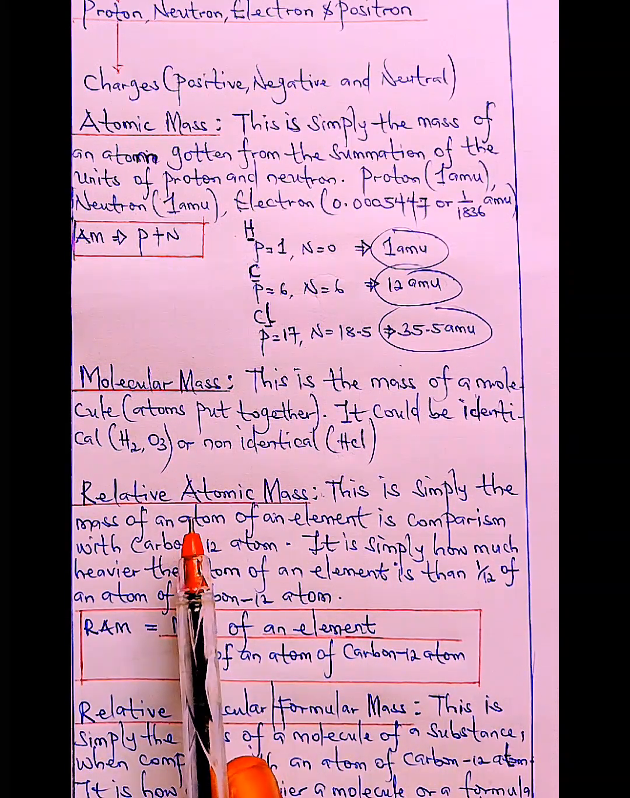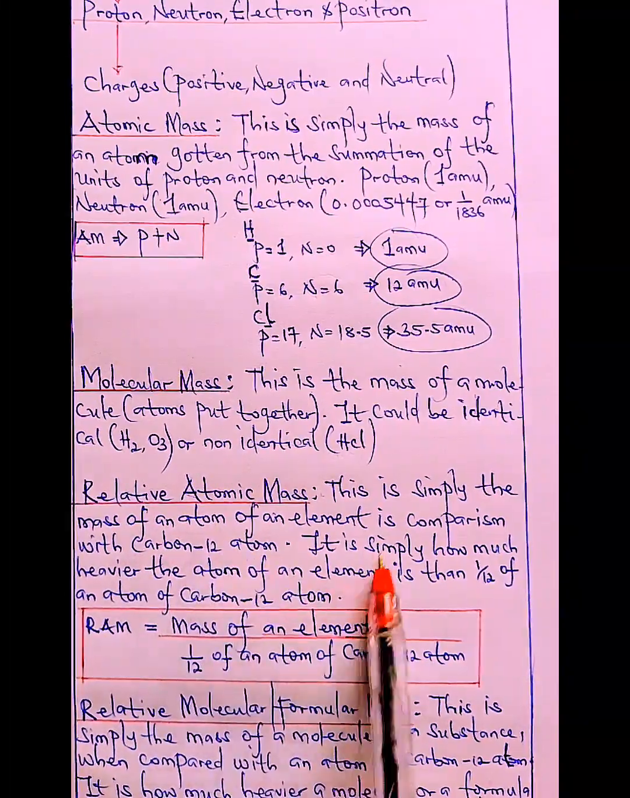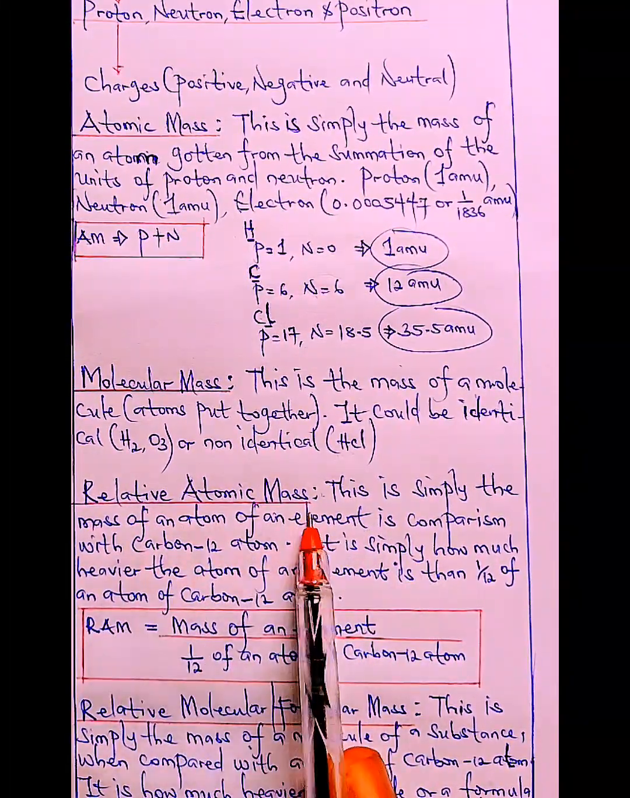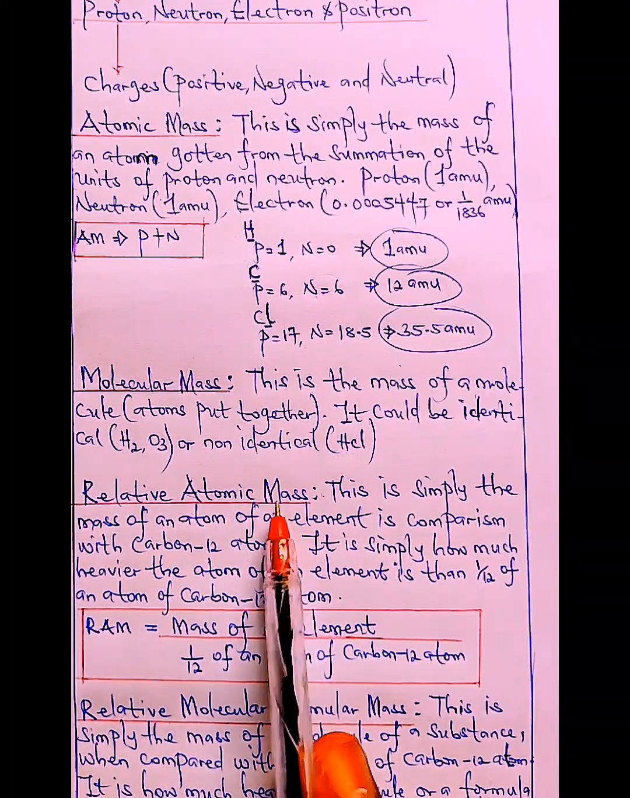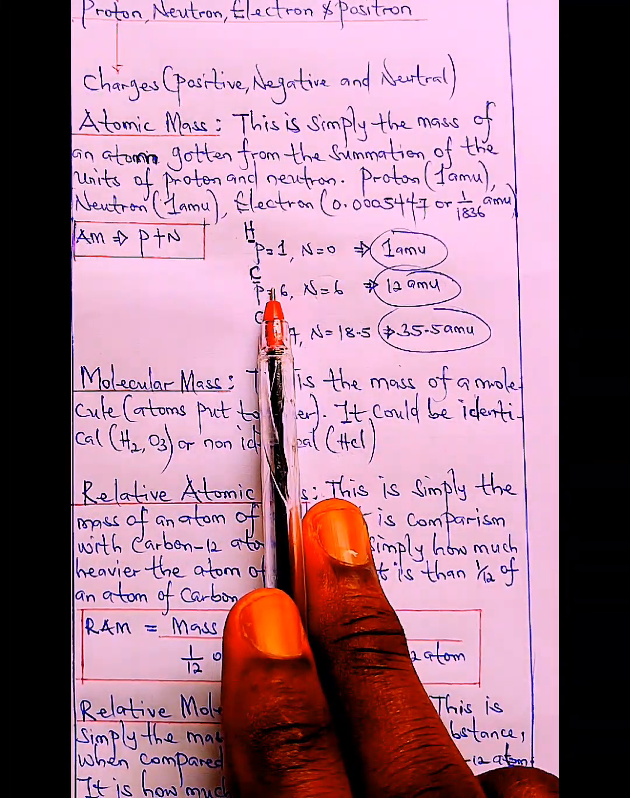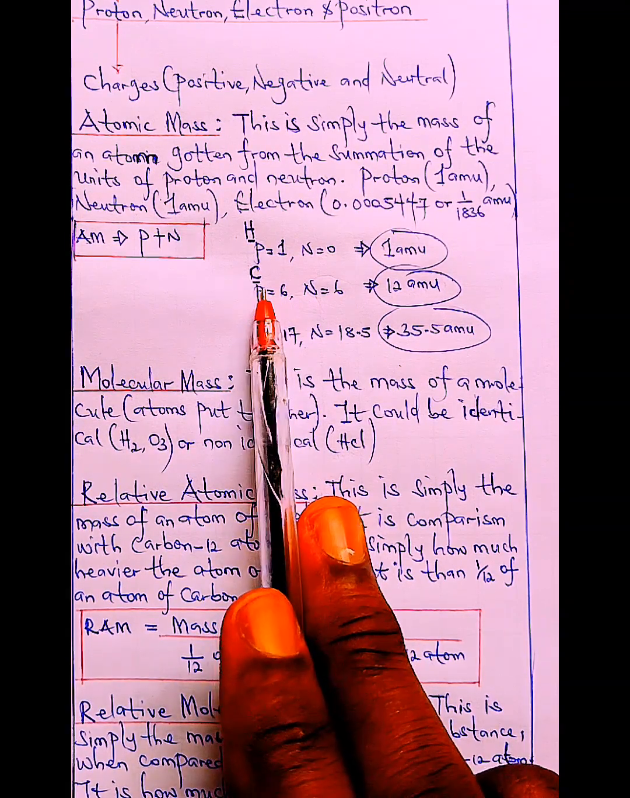So when we talk about relative, the difference there is just a relative there. When we talk about relative atomic mass, we're talking about the mass of an atom of an element in comparison with a carbon-12 atom. The element we're talking about there is carbon.